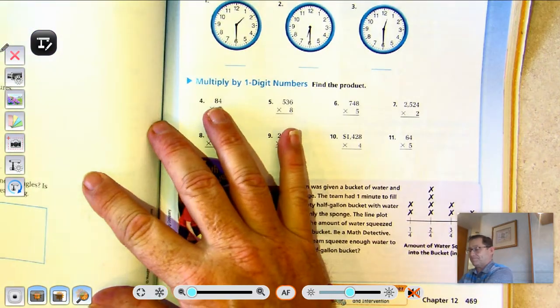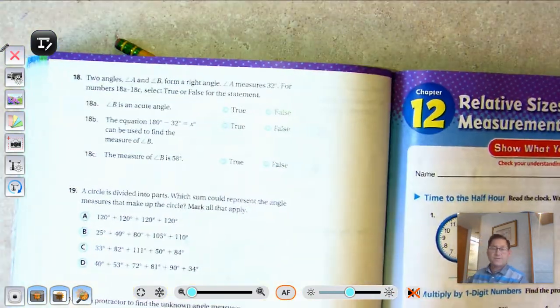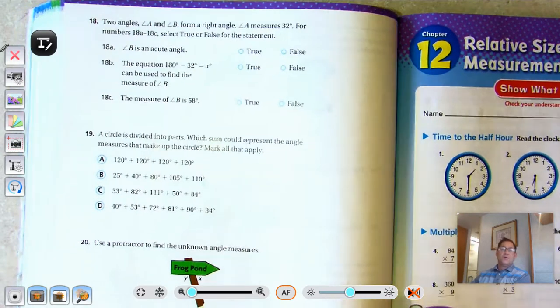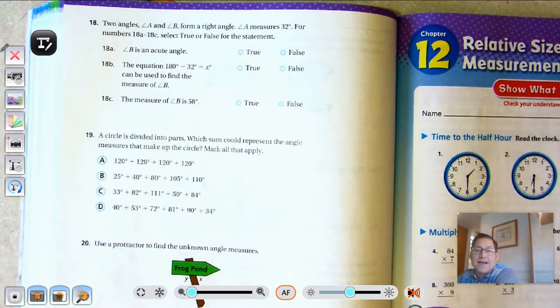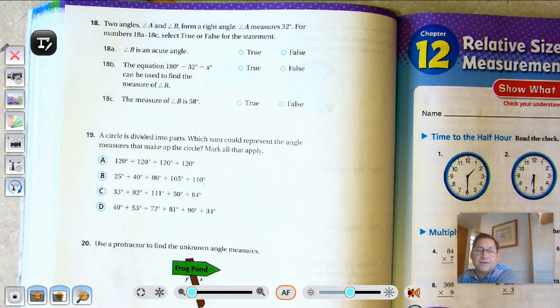All right. 468. Last three for chapter 11. Two angles, A and B, form a right angle. Measure angle A measures 32 degrees. For 18A through 18C, select true or false. Angle B is an acute angle. Well, let's find out.